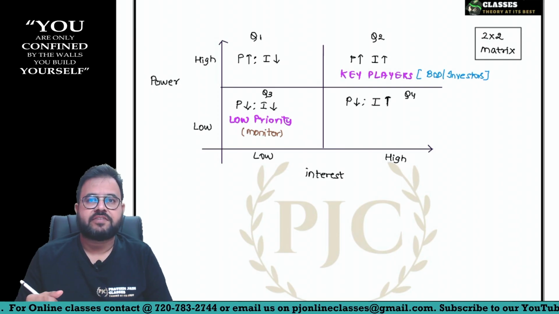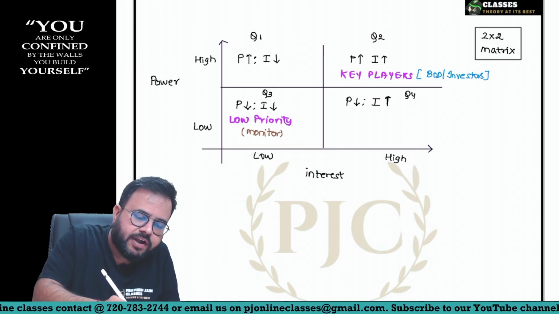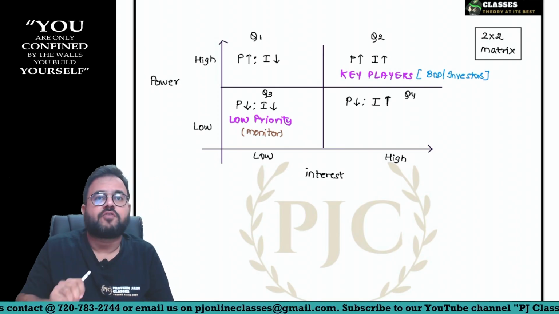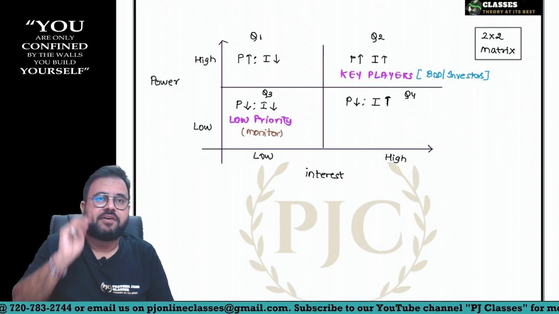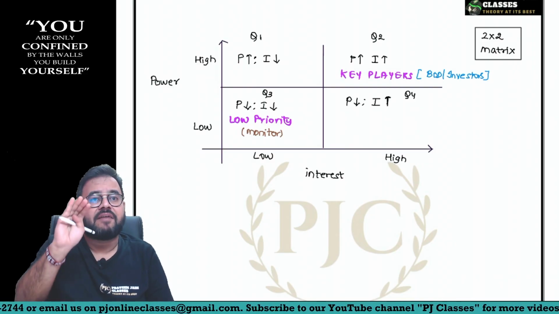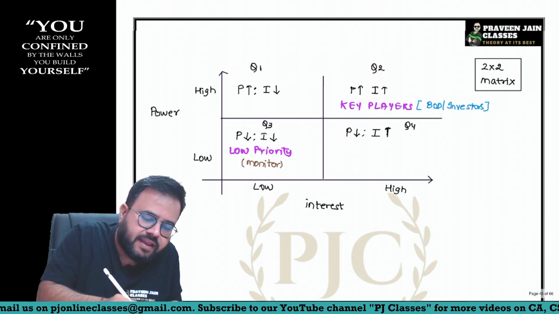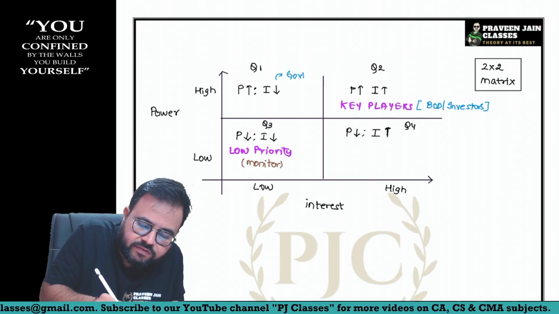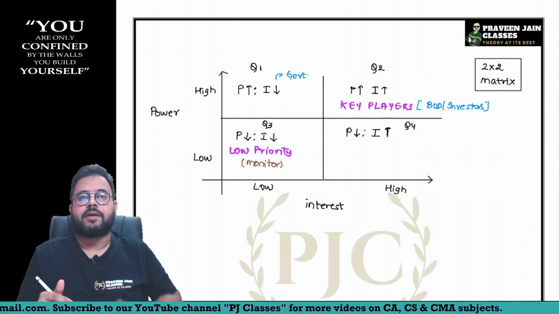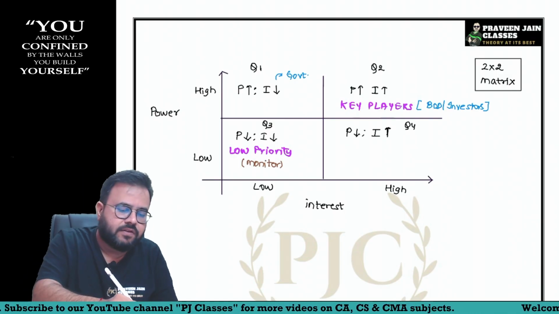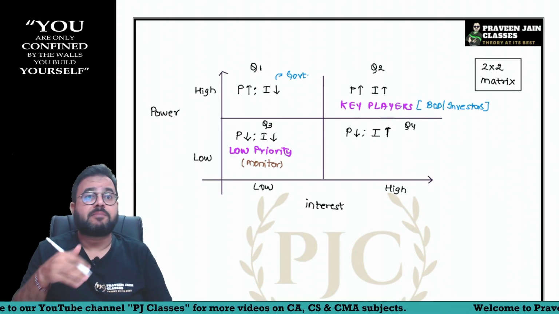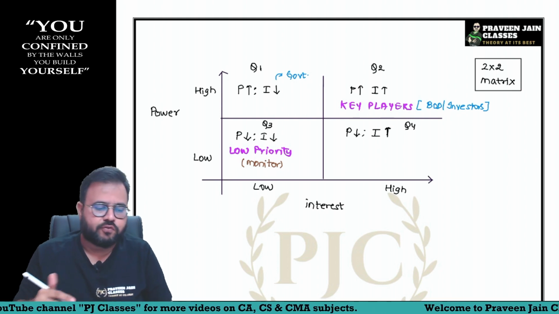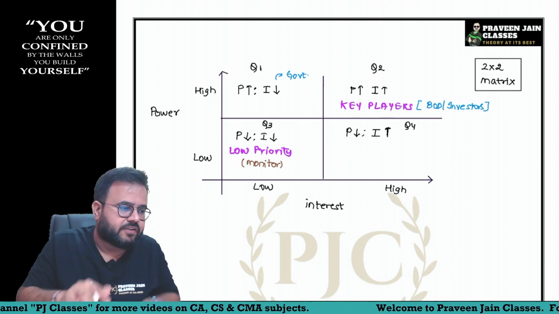Are you able to understand, sir? Next, quadrant number 1. Quadrant number 1 is what, sir? They have high power in the company, but they have less interest in the company. For example, you can write government, regulators. Power is there, but they are less interested. So what should we do, sir? Keep them satisfied is the phrase used. So you should keep them satisfied.